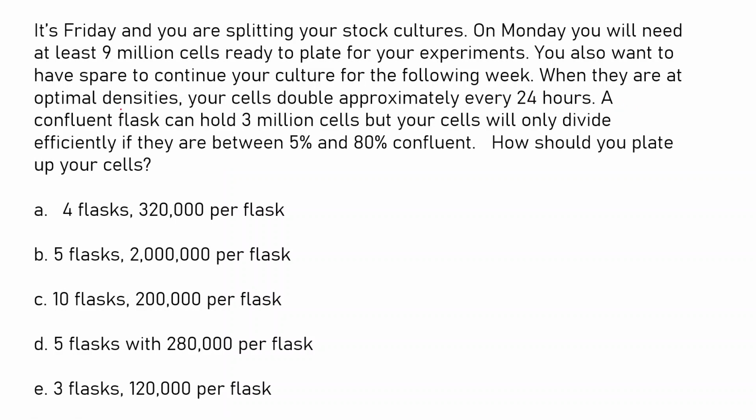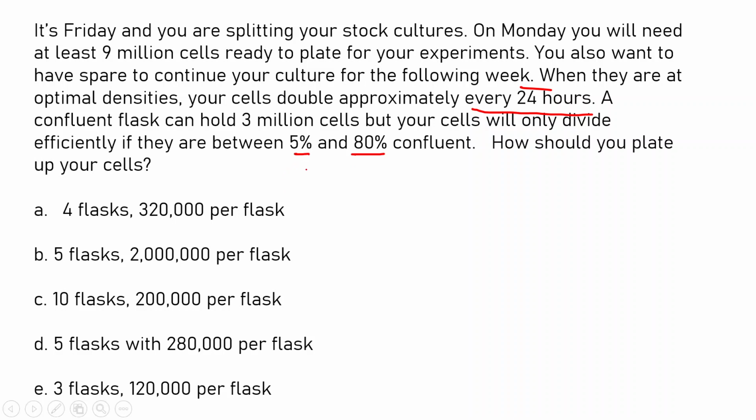When your cells are at optical densities, your cells double approximately every 24 hours. So the doubling time of your cells is approximately 24 hours. A confluent flask can hold 3 million cells, but your cells will only divide efficiently if they are between 5% and 80% confluent. How should you plate up your cells?